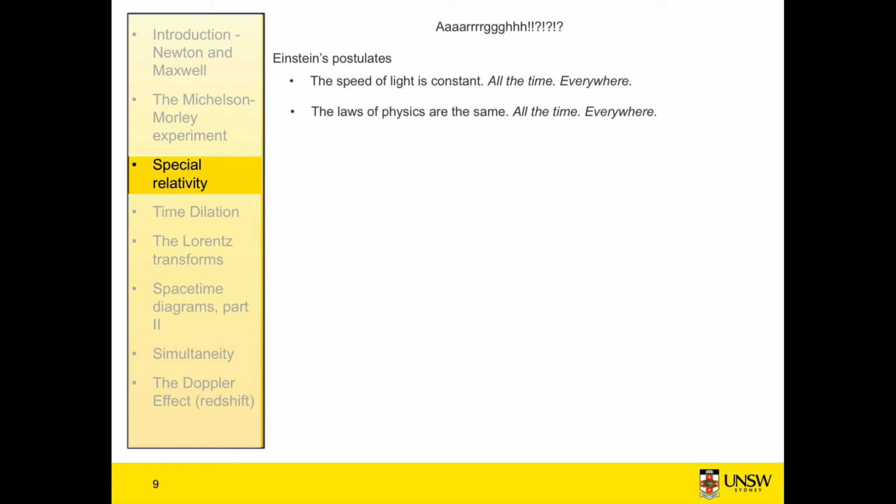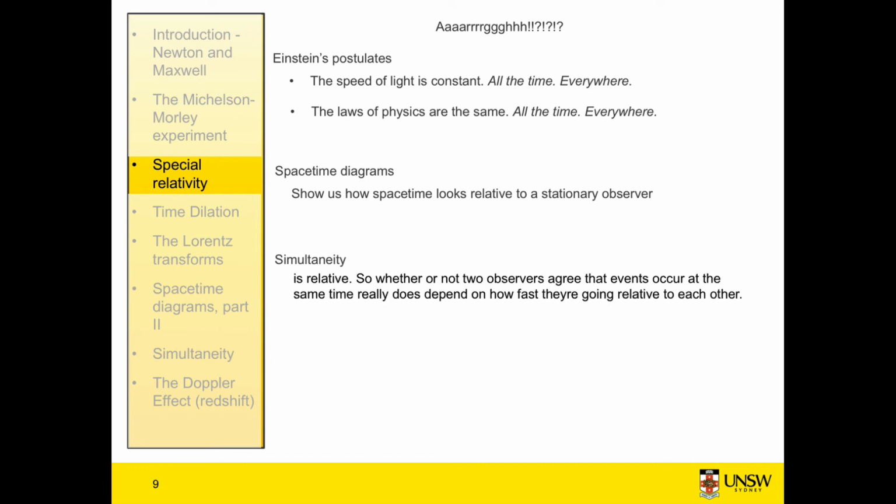So for now, from the previous 2 videos, it's just important to remember 2 things. The first is that space-time diagrams show us how space-time looks relative to a stationary observer, and we can use that space-time diagram to also figure out how space-time looks from the point of view of an observer moving with a relative velocity v. And we'll come back to these space-time diagrams and look at them in more detail a little later. And the second thing is that simultaneity is relative. So whether or not 2 observers agree that events occur at the same time depends on how fast they're going relative to each other, or relative to the events that were occurring.